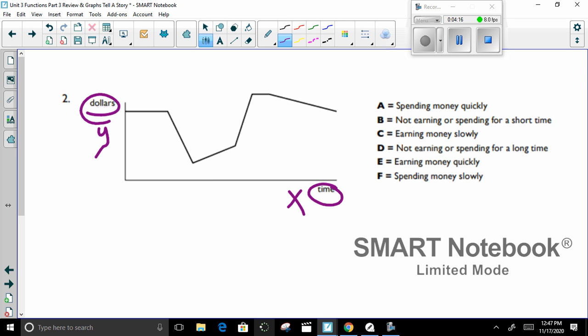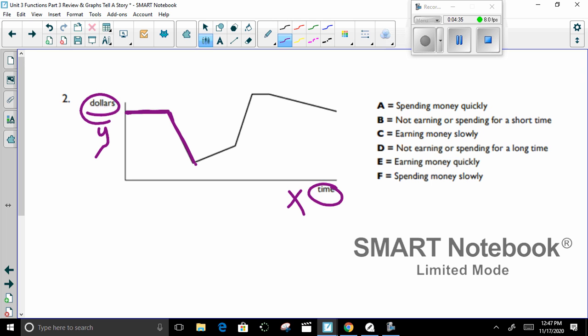So some of our options. Let's just go over what we have. We've got a little flat line here. After a certain amount of time, I have a lot of money here for a certain amount of time. And then it decreases. My money is going down. I wonder what's happening there.